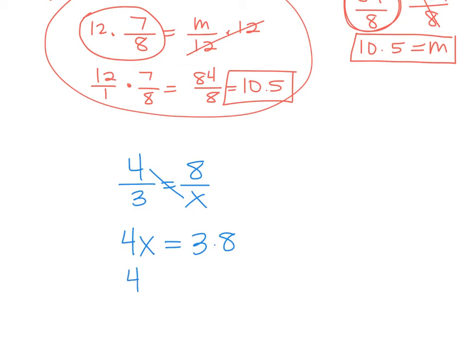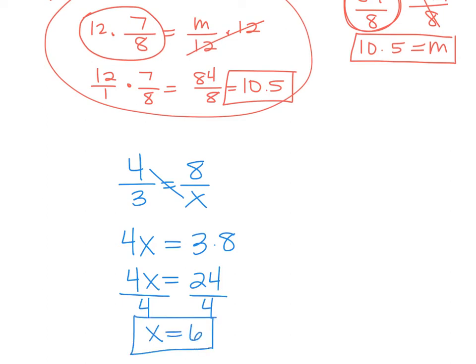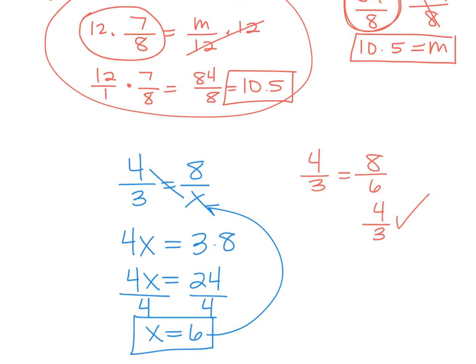So you get 4x equals 24, and then what do we do? You divide by 4 on both sides, so x is 6. Okay, and you can always plug it back in and check it. If we plug that 6 in right here, it's saying that 4 over 3 equals 8 over 6. Well, if we reduce 8 over 6, we get 4 over 3. So then we know that it checks out. Okay? Questions on that?